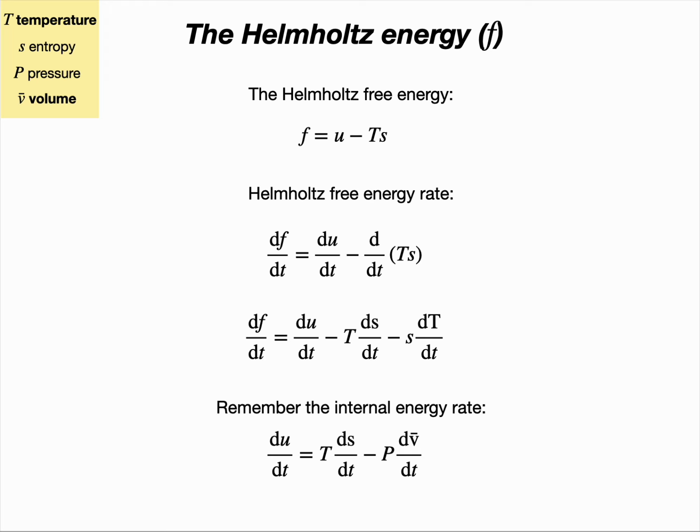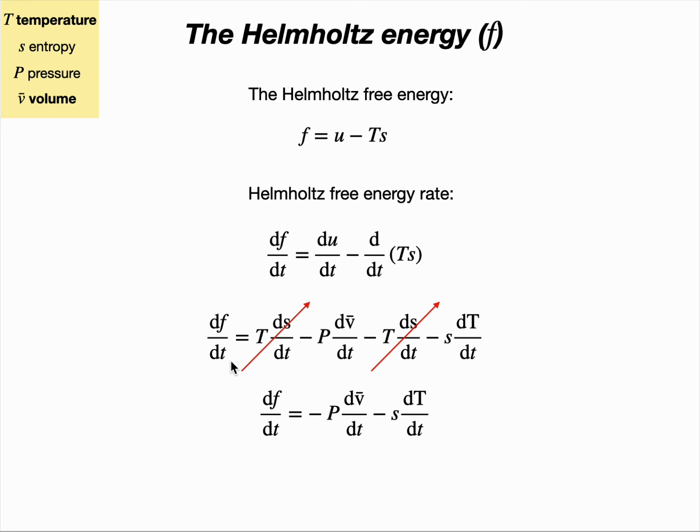And we substitute the definition of internal energy, T ds/dt minus P dv/dt, such that dF/dt will contain these four terms here. We have T ds/dt and minus T ds/dt that cancels out. So the rate of Helmholtz free energy ends up being minus P dv/dt minus S dT/dt.